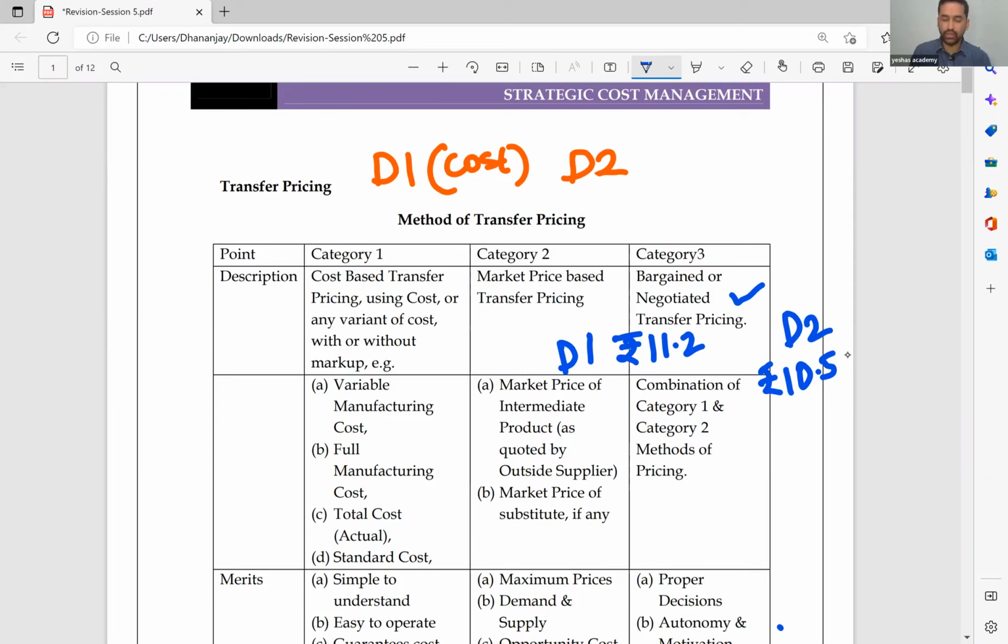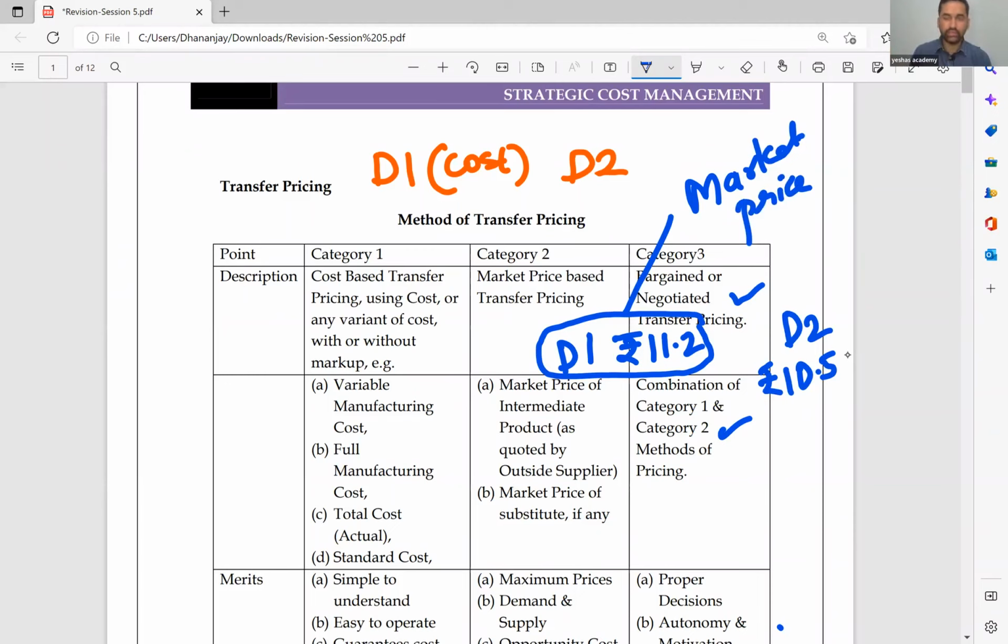Yes, it is actually a combination of category 1 and category 2. How is it category 1 and category 2? When department 1 says 11.2, on what basis is he quoting this number? Because he knows this is the market price. He says, if I sell the tire in the market, I can get 11.2. I will not give it to you, dear department 2, at less than this.